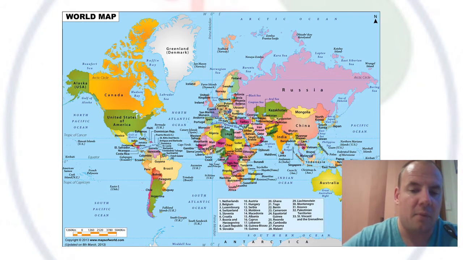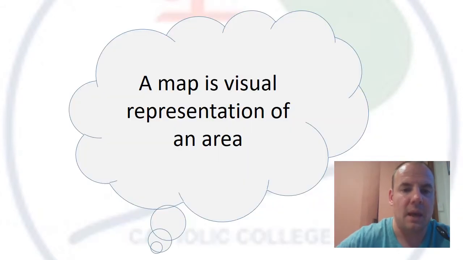But every map, for it to be accurate, has to have a title, an orientation, a scale, a border, a legend and a key. This is a definition of what a map is. A map is a visual representation of an area. So the maps that you drew in class were exactly that. They were representations, but they weren't very accurate. We're going to look now at the things that make a map accurate.